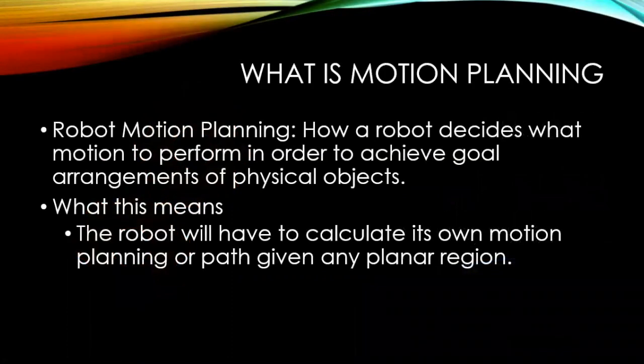Robot motion planning can be loosely defined as the process that a robot goes through to make a decision when it runs into an obstacle in a computed free space. This really just means that the robot will have to calculate its own motion planning or path given by a planar region.